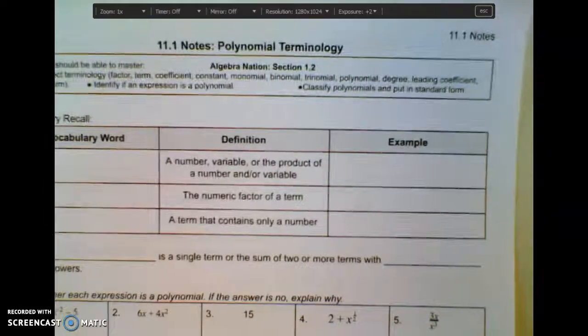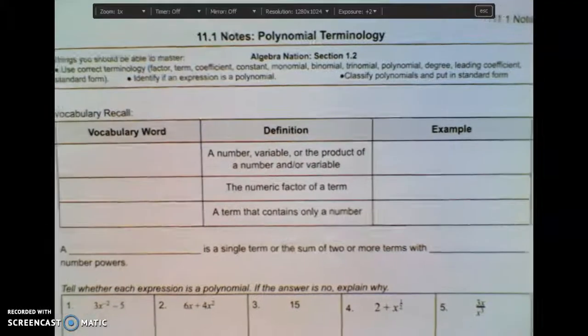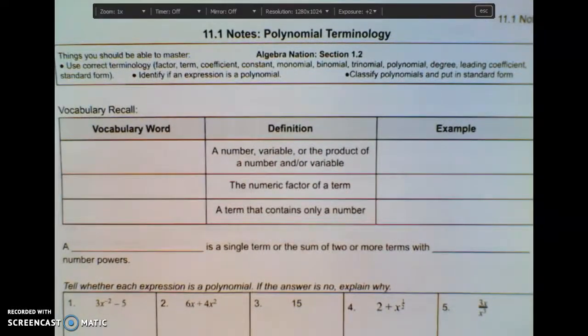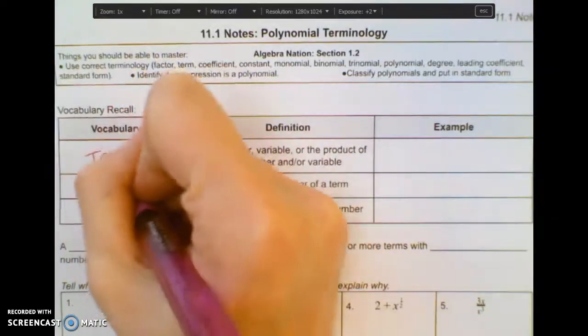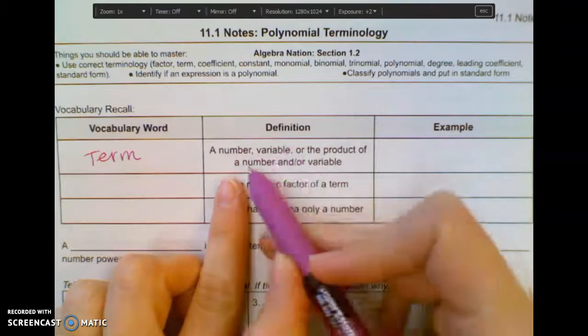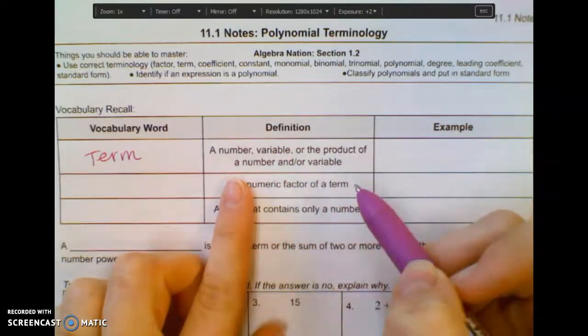Today we're starting 11.1, which is polynomial terminology. So let's get started with vocabulary review. First thing we need to know is the word term. And term is a number, variable, or the product of a number and or variable.